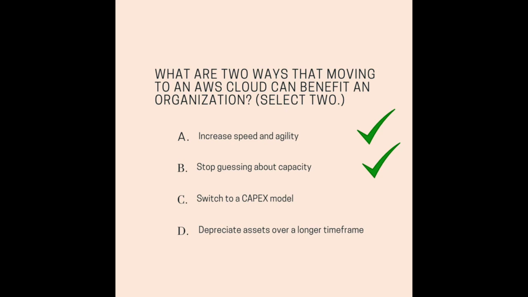Stop guessing about capacity. Eliminate guessing on your infrastructure capacity needs. When you make a capacity decision prior to deploying an application, you often end up either sitting on expensive idle resources or dealing with limited capacity. With cloud computing, these problems go away. You can access as much or as little capacity as you need, and scale up and down as required with only a few minutes' notice.